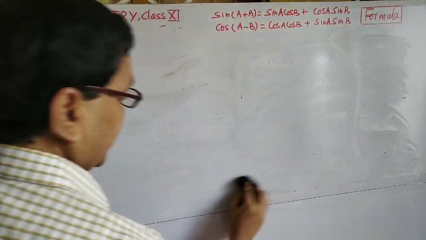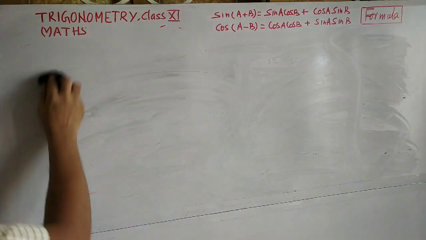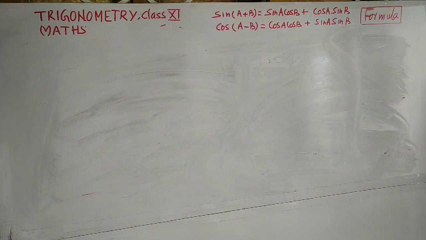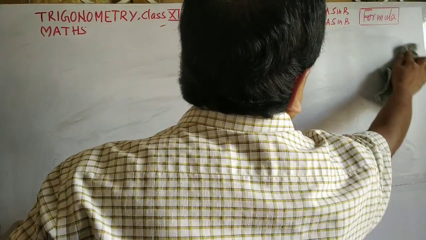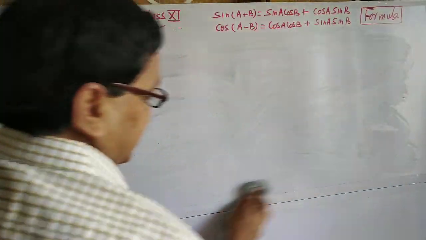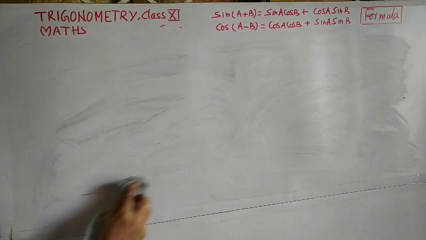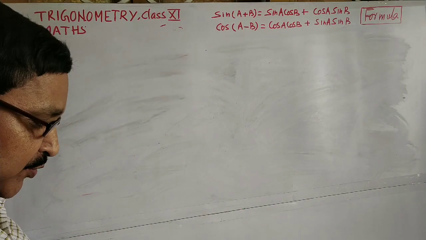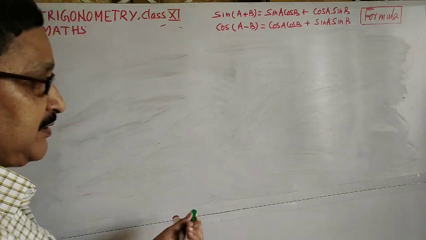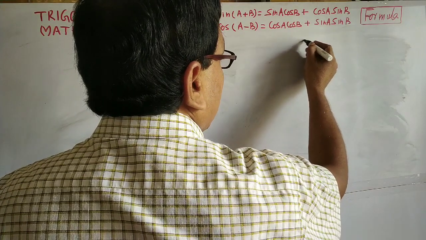These two important formulas you must have seen in class 10. Or if you have not seen, then just remember them. This is the important formula from trigonometry. And after that you must be knowing the two things. This is a very important thing about sine.